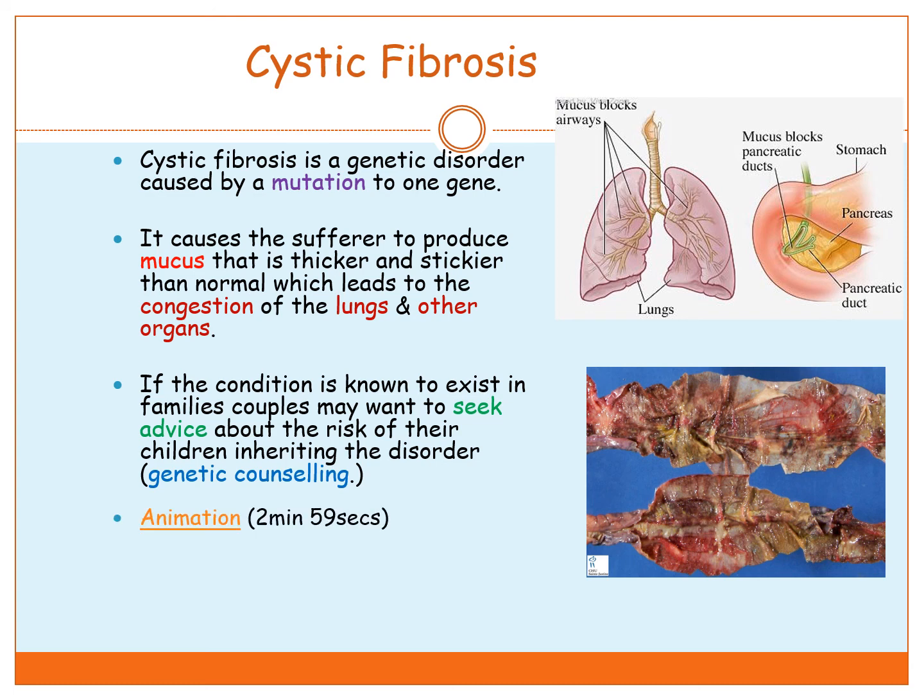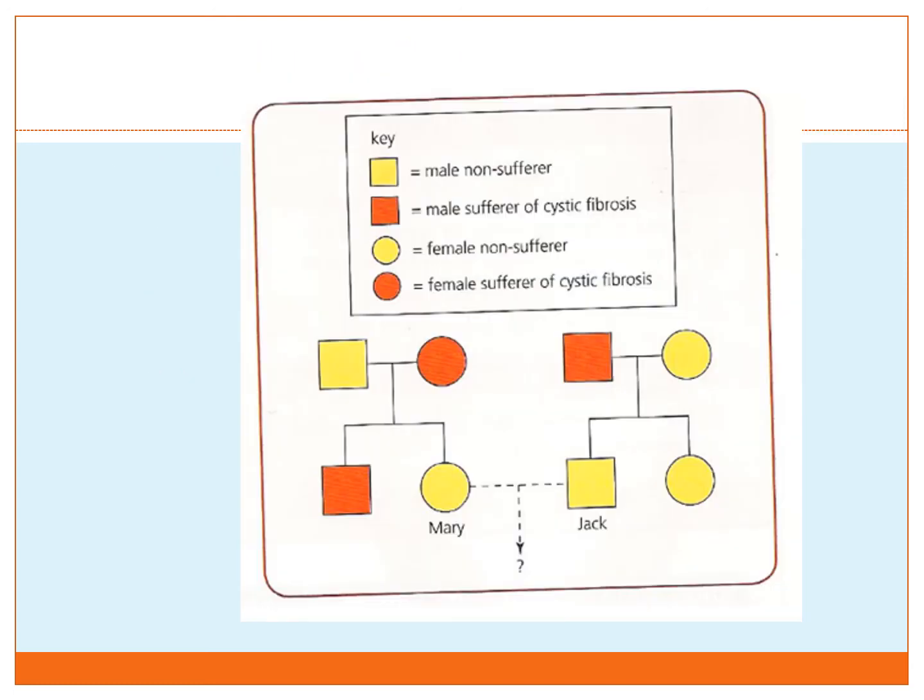So there's an animation about this, which you can pause the video and go to now, or you can come back to it and go to it at the end. So what are the chances of Mary and Jack's child having cystic fibrosis? So we have our key and we've got our family tree. So you try to work it out before I go over the answers. So the answers would be that we know that the male non-sufferer is yellow and the red is the sufferers.